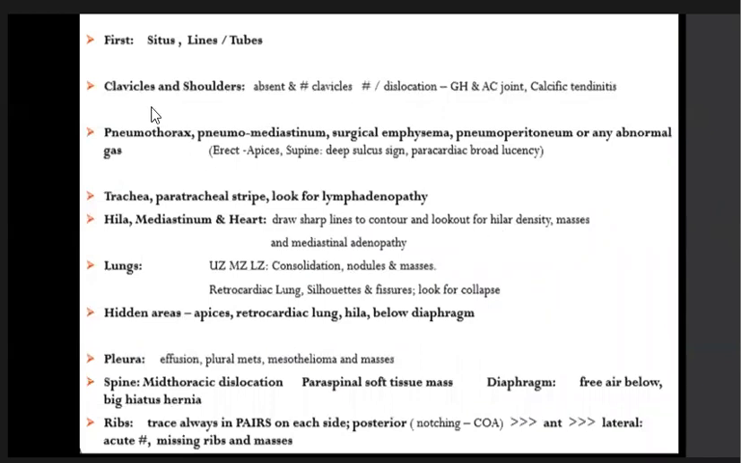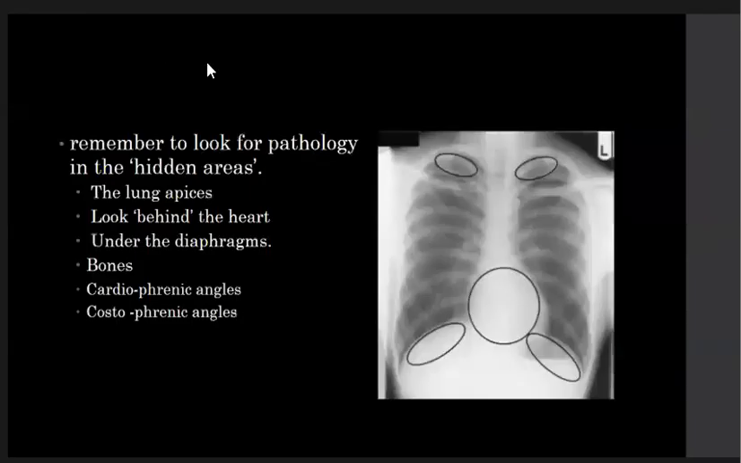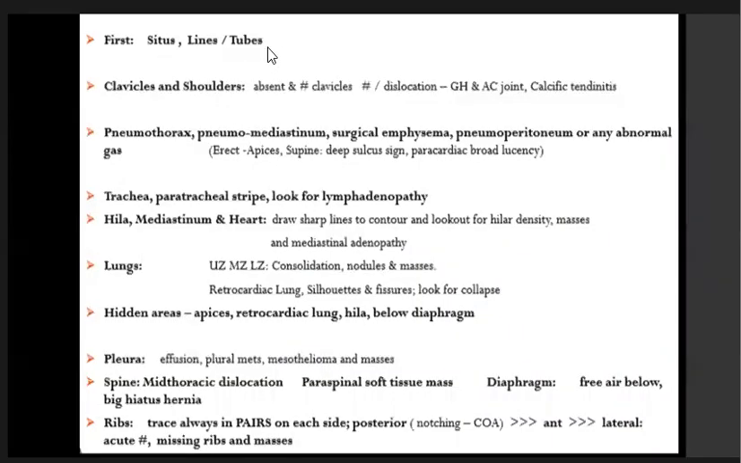Another checklist: look first for situs, lines, tubes, bones, clavicles, shoulders, pneumothorax, pneumomediastinum, surgical emphysema, pneumoperitoneum, trachea, paratracheal stripe, hilum, mediastinum, heart. Look for the lungs: upper zone, mid zone, lower zone. Look for hidden areas, and look for the pleura and the spine for dislocation, paraspinal soft tissue. Look for the diaphragm and look for a hiatus hernia. Look for the ribs, anterior and posterior ribs, for fractures, masses, etc.